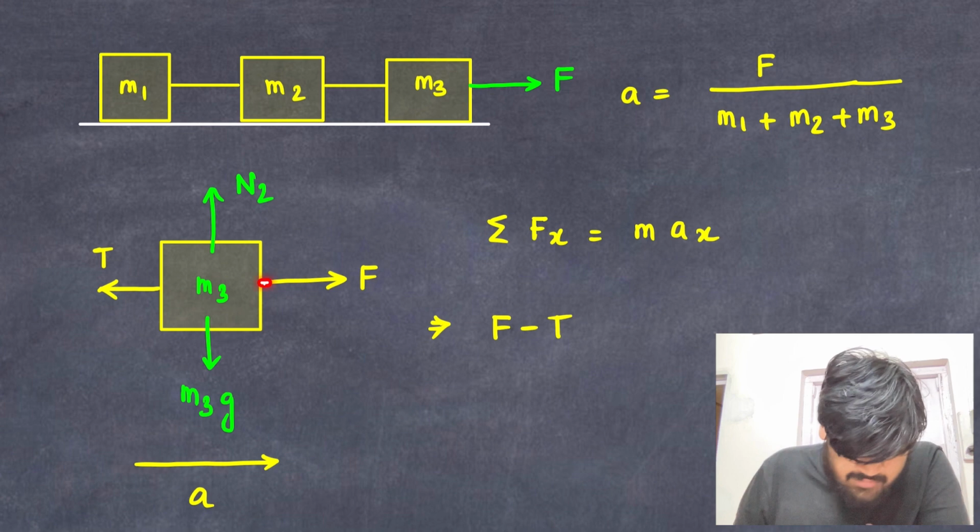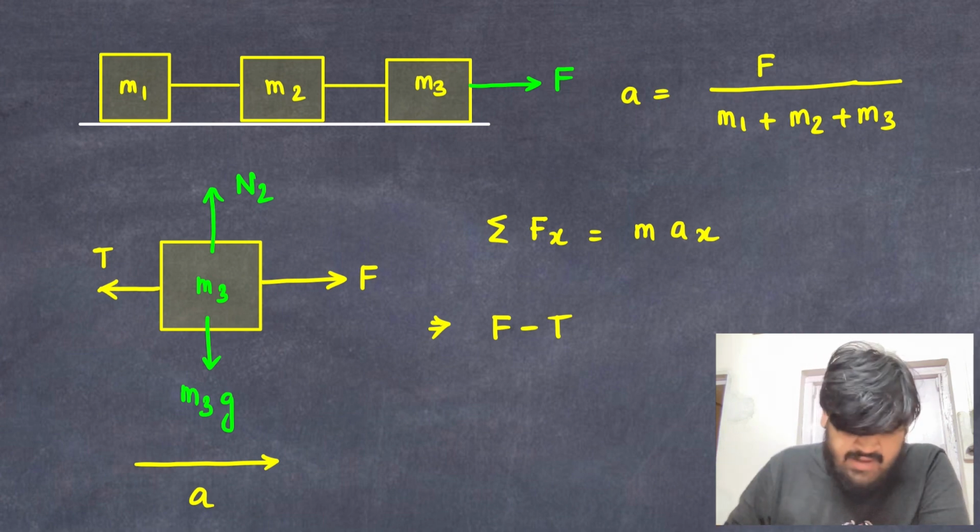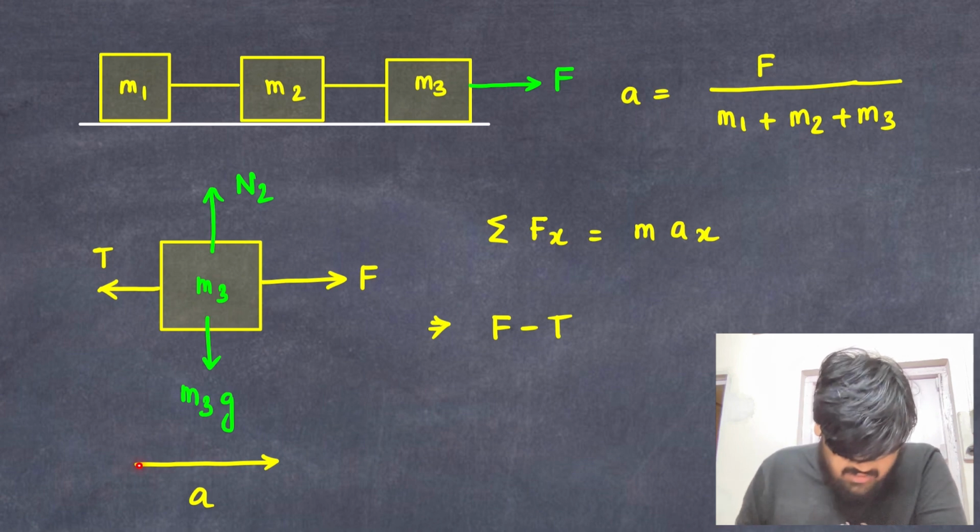Okay, total pulling force F खींच रहा है. ओके, टेंशन क्या कर रहा है? रिपोज कर रहा है. रिपोज मतलब पीछे खींच रहा है. So that means the net force will be, and which force will be greater, by the way? As the block is moving in this direction, obviously this force will be greater.